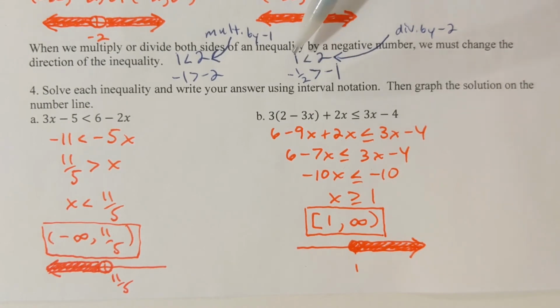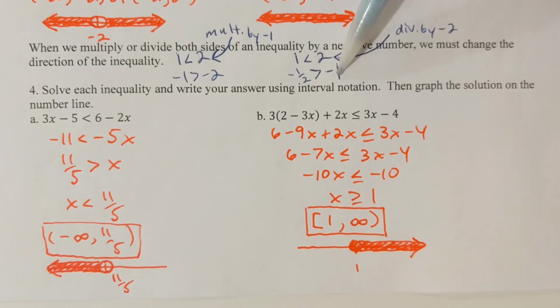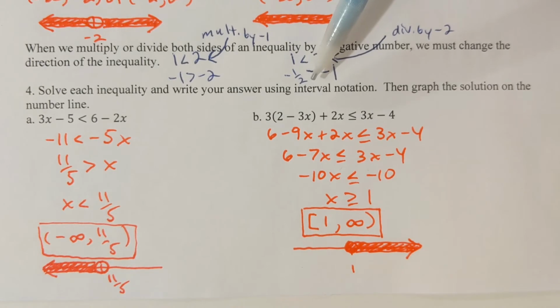Here's another example. Okay, so again, 1 is less than 2. That's a true statement. What if in this inequality I divide both sides by negative 2? 1 divided by negative 2 is negative 1/2. 2 divided by negative 2 is negative 1. Which side is the bigger side? Well, it's going to be negative 1/2, right? Negative 1/2 is bigger than negative 1, so I have to flip the sign, otherwise I'm not going to be saying something that's true. Okay.